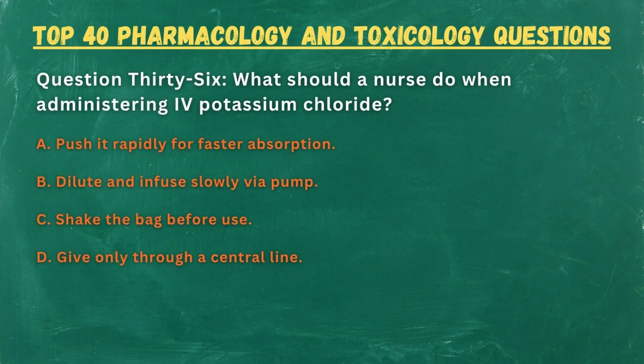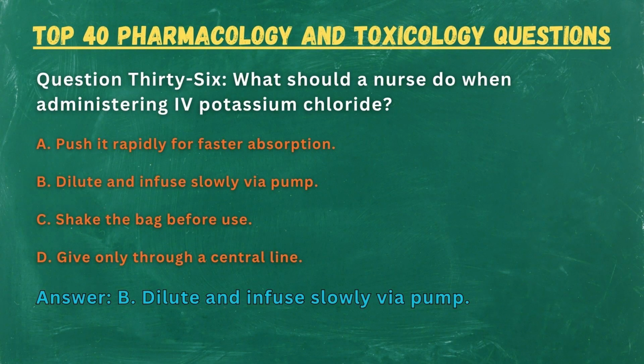Question 36. What should a nurse do when administering IV potassium chloride? A. Push it rapidly for faster absorption. B. Dilute and infuse slowly via pump. C. Shake the bag before use. D. Give only through a central line. Answer: B. Dilute and infuse slowly via pump.